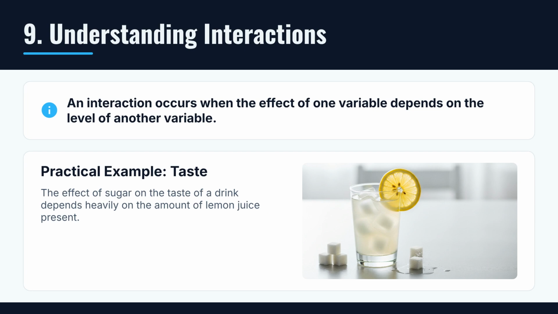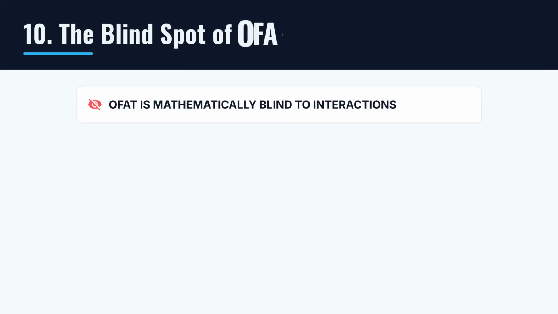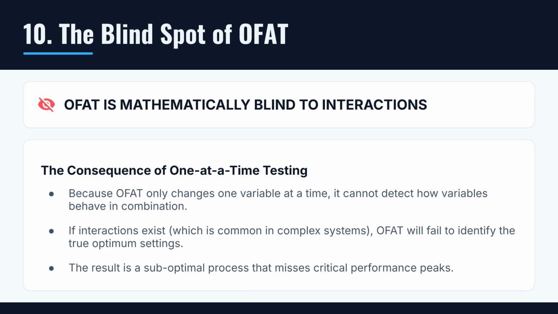A practical example is how the effect of sugar on a drink's taste depends heavily on the amount of lemon juice present. OFAT is mathematically blind to interactions. Since it only changes one variable at a time, it cannot detect how variables behave in combination. This failure to account for interactions leads to suboptimal processes, missing critical performance peaks in complex systems.